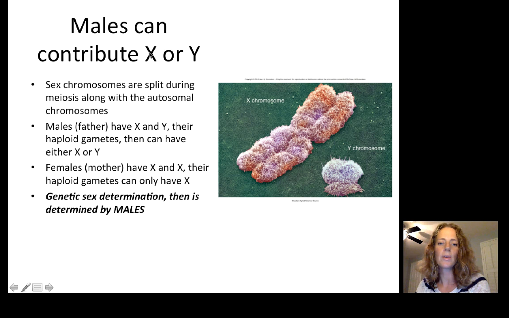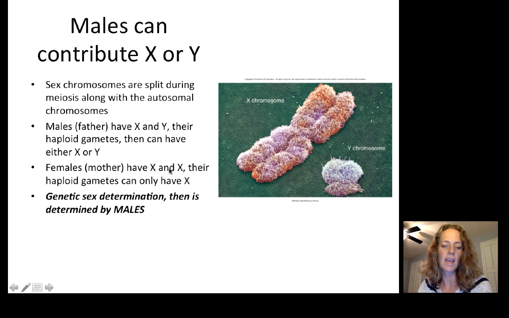Now, males can contribute an X or a Y during fertilization. So the sex chromosomes will be split during meiosis along with the autosomal chromosomes. So some sperm for males will carry an X and some sperm for males will carry a Y. Their haploid gametes then can have X or Y to donate through the process of fertilization. So it is the males that determine whether a baby from the process of fertilization will be male or female.